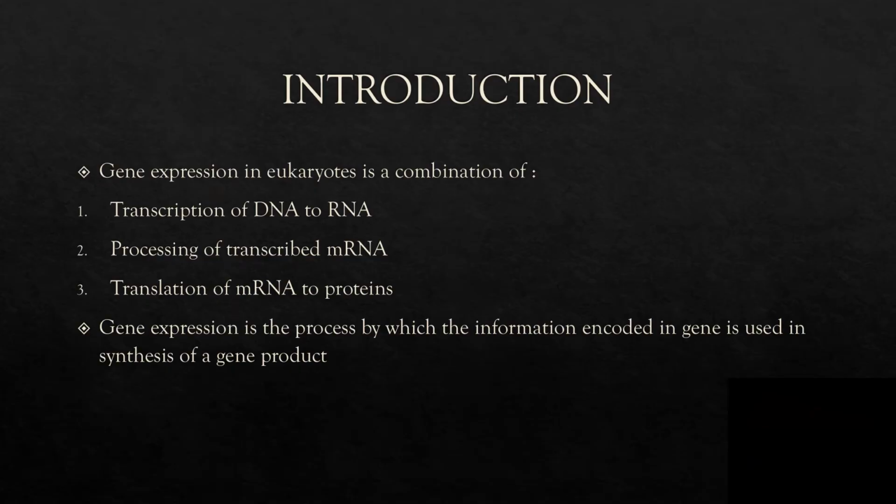So general introduction is gene expression in eukaryotes is basically a combination of three things, that is transcription of DNA to RNA, processing of transcribed mRNA, and translation of these mRNA to proteins. Now gene expression is basically the process in which the information encoded in the gene is used in synthesis of a gene product. Now this gene product can be a protein or an RNA.